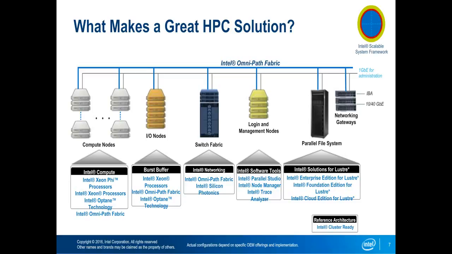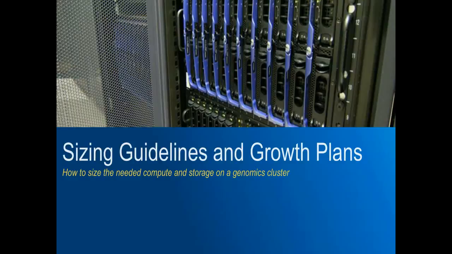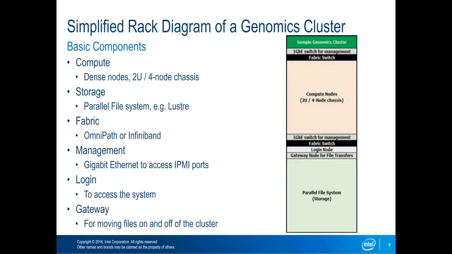So let's just talk about sizing for a second, some of the parameters here. If you take a look at a general schematic, this is just a rough schematic, but you'll see that on the right you've got compute nodes, you've got fabric, you've got management, which is 1 gigabit Ethernet. And again, the fabric can be faster Ethernet, it can be InfiniBand, it can be OmniPath. And then you have storage and the login and gateway nodes. So those are the basic components. This is just in an easier to absorb schematic.